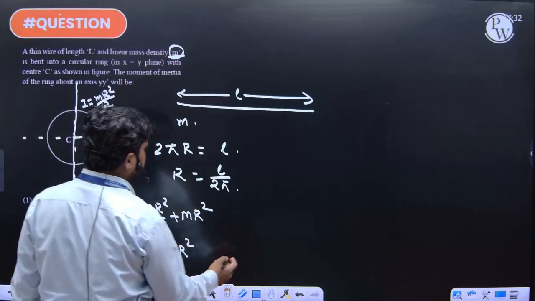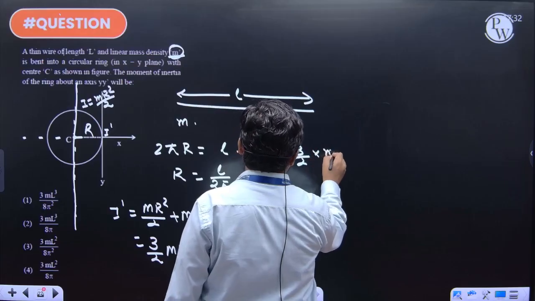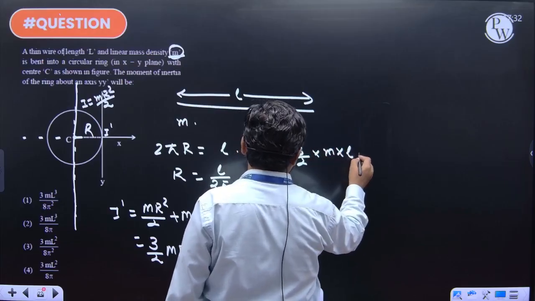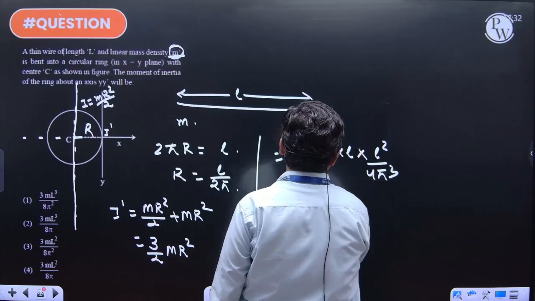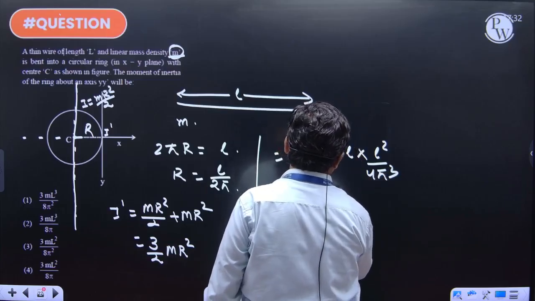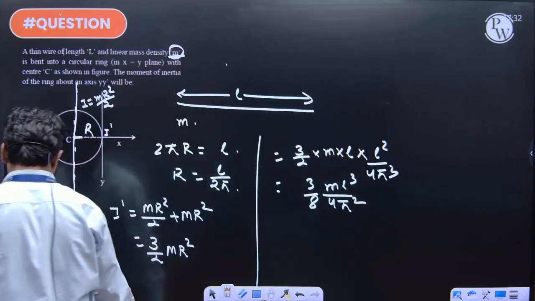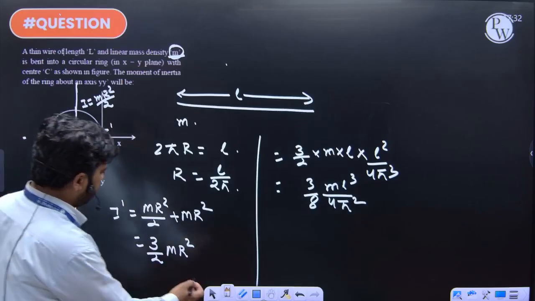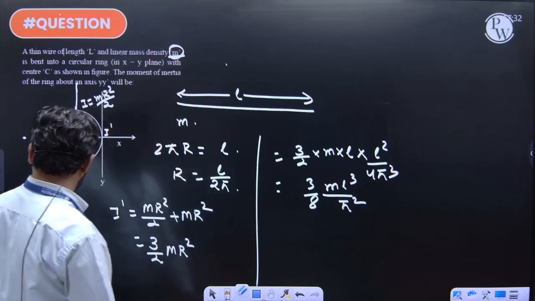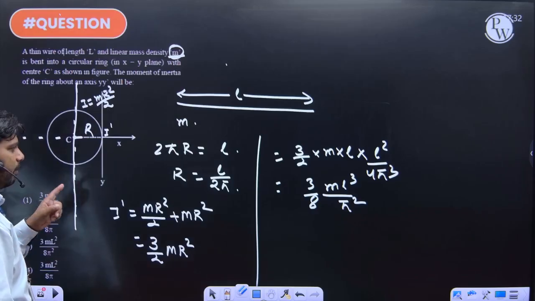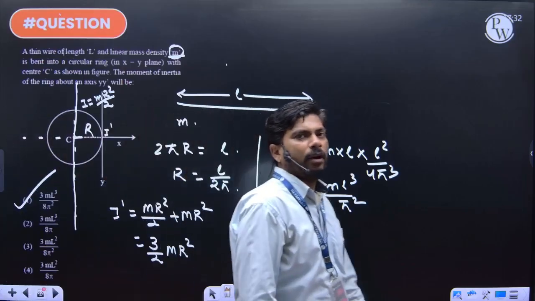Right? What is the mass? Mass is the length times density. So 3 by 2, total mass is small m into L. R square is L square by 4 pi square. So how much you are getting? 3 by 8 ml cube divided by 4 pi square. Sorry, 8 pi square. 3 ml cube divided by 8 pi square. Option number 1 is the correct one.